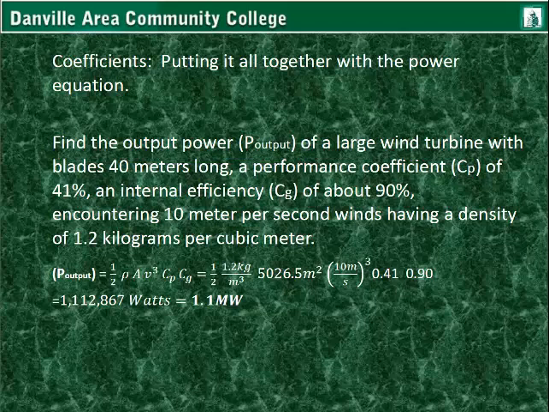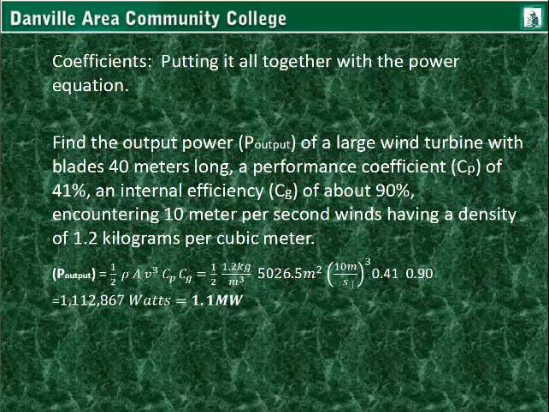So power output equals 1/2 rho A V cubed C_P C_G. That would be 1/2 times 1.2 kilograms per cubic meter times 5,026.5 meters squared. Remember, that's found from pi r squared, so 40 times 40 times pi, and you should get 5,026.5 or something close to that.